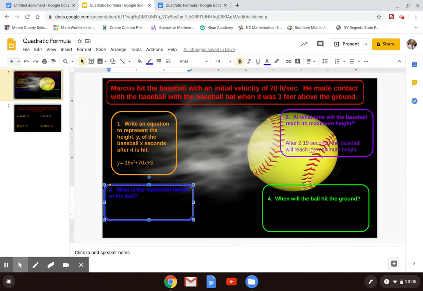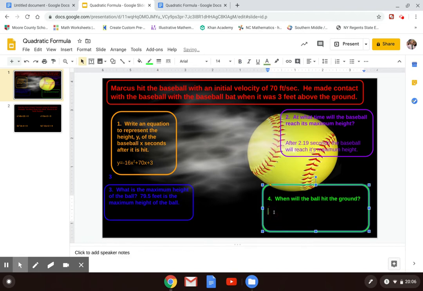Okay, so what I just found is the maximum height, or how high the ball is going to be when it's traveled 2.19 seconds. So the height of the ball will be 79.5 feet, the maximum height of the ball.